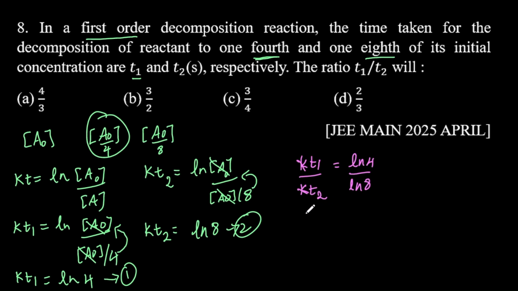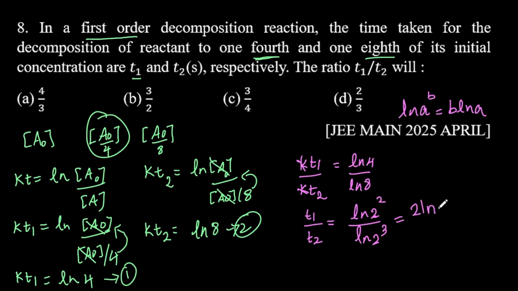So K will get cancelled. T1 by T2 is equal to ln 4. You can write this as ln of 2 square, 4 is 2 square. Then ln 8 is ln of 2 cube. So we know that ln of A power B is equal to B ln A. So we can write this as 2 ln 2 divided by, here the power is 3, 3 ln 2. So the ln 2 will get cancelled. So T1 divided by T2 is equal to 2 divided by 3. So the correct option is option D, 2 by 3.